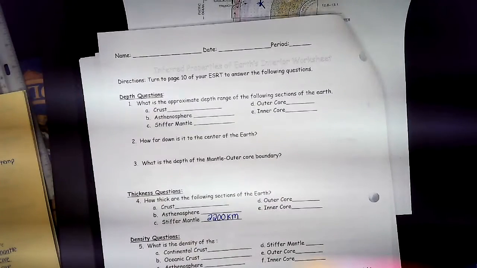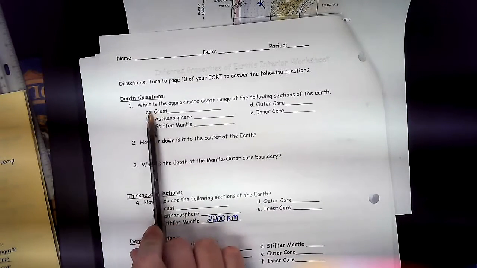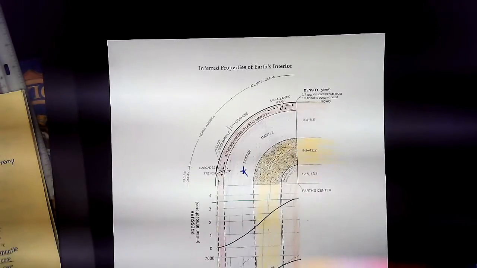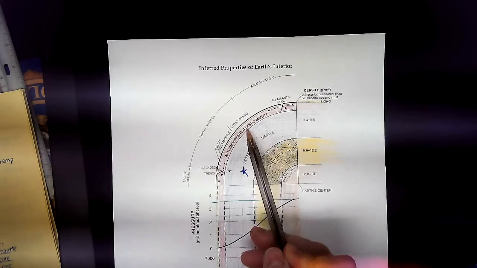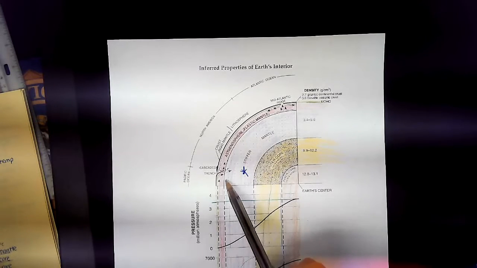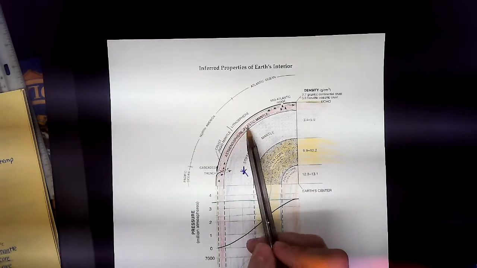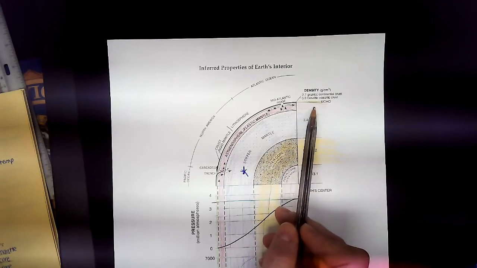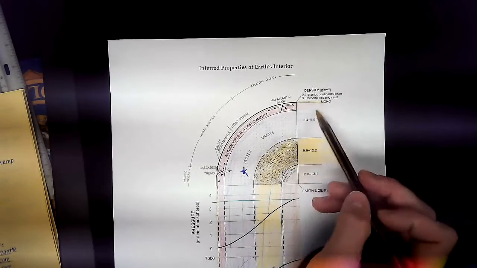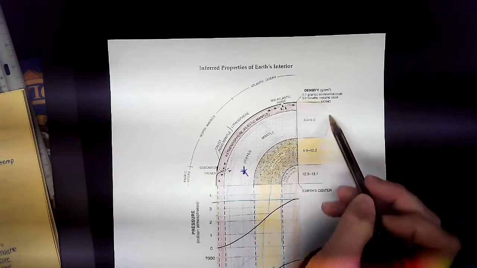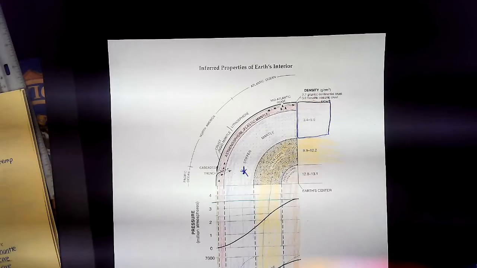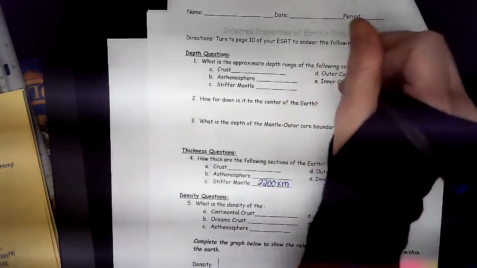And then the other one that's been throwing everybody off is the density of the asthenosphere. Find the asthenosphere. So it's the red layer if you have the colored one. If you read over, what do you see? There's no density listed there in the red section. But if you notice, it's part of the mantle. So the asthenosphere and the mantle have the same density. So 3.4 to 5.6.